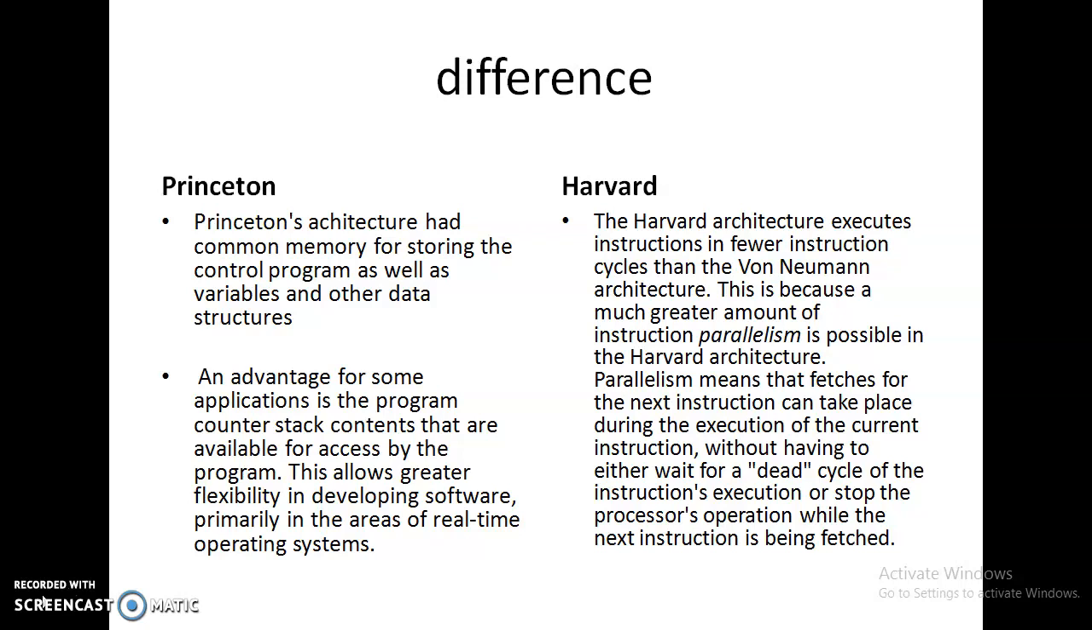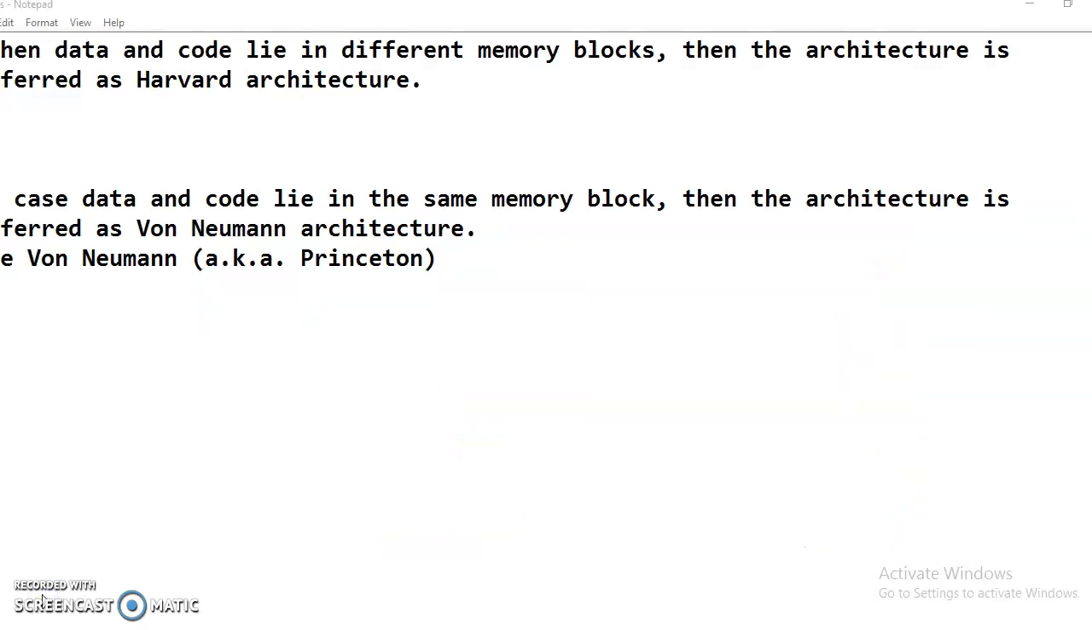But the Harvard architecture executes instructions in fewer instruction cycles than von Neumann. That is because it has separate memory for program storage, stack, and variable RAM. In short, when the data and code lie in different memory blocks, then this architecture is Harvard.